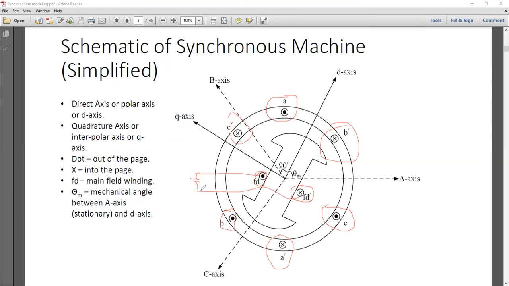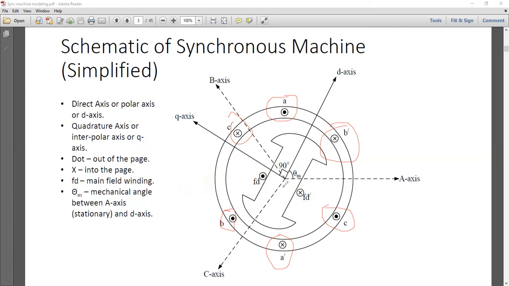So you can have a permanent magnet. If it is a permanent magnet, then of course you don't need these rotor coils. However, we are considering that we don't have a permanent magnet. Rather, we are assuming it to be an electromagnet. So we have to magnetize the core with the help of some external DC field.